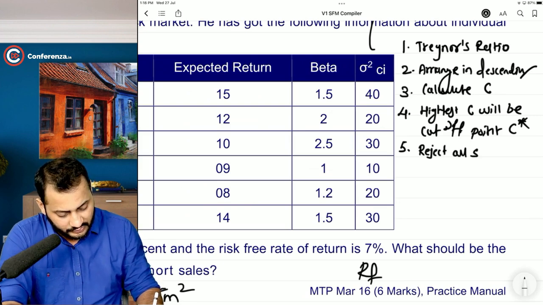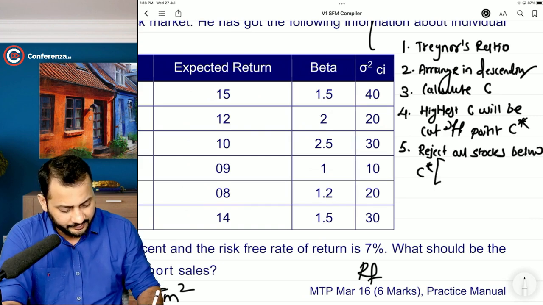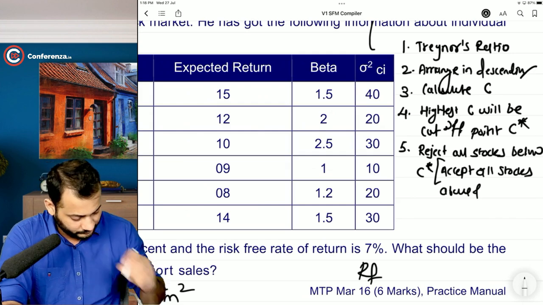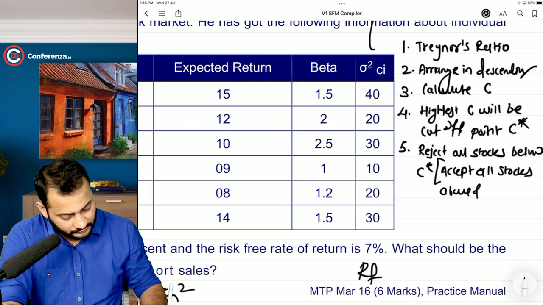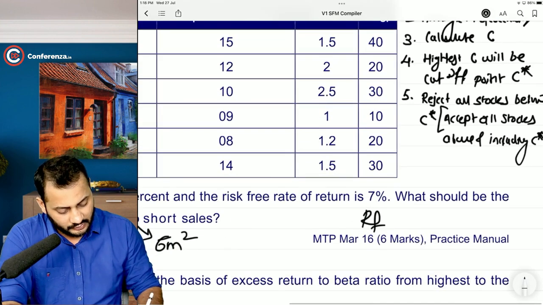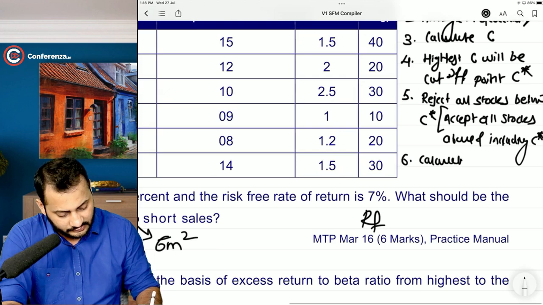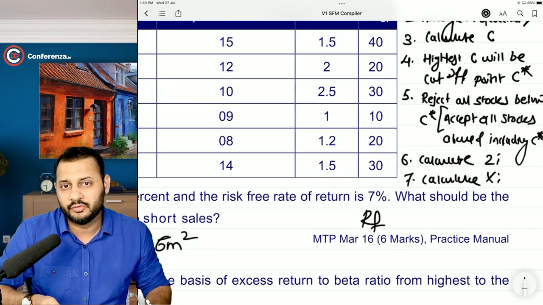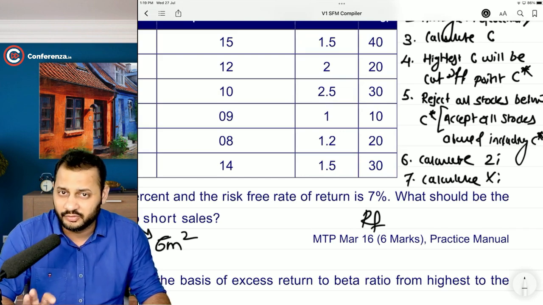Reject all stocks below C asterisk. It means accept all stocks above and including C asterisk. Then calculate Zi, then calculate Xi. That's it. Simple. The last step will give you the weight of each security in the portfolio.